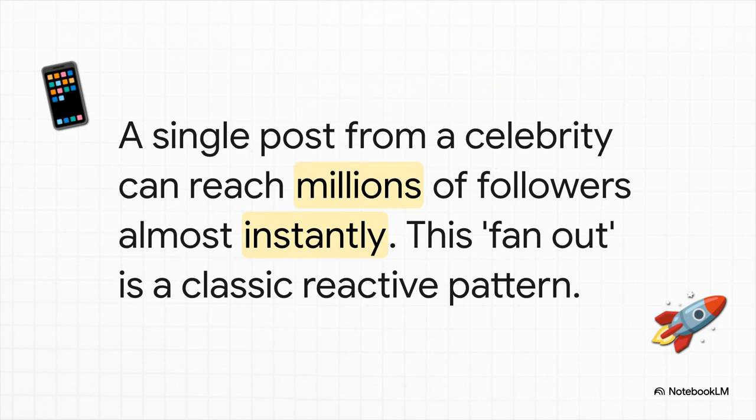And then, of course, you have social media. When a celebrity with, say, 50 million followers posts something, that single event has to get fanned out to update 50 million different feeds, like right now. This is a classic reactive problem. You treat that post as an event that gets propagated out to a massive number of subscribers.